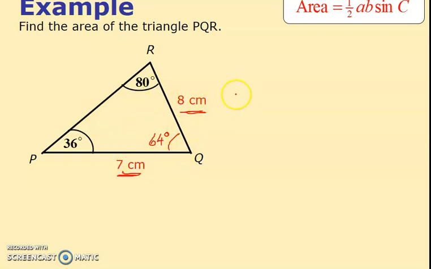And now, of course, it's simply area equals a half times the 8 times the 7 times sine 64. Just type it in. Oops, I missed it. So, by the time I get 25.1.